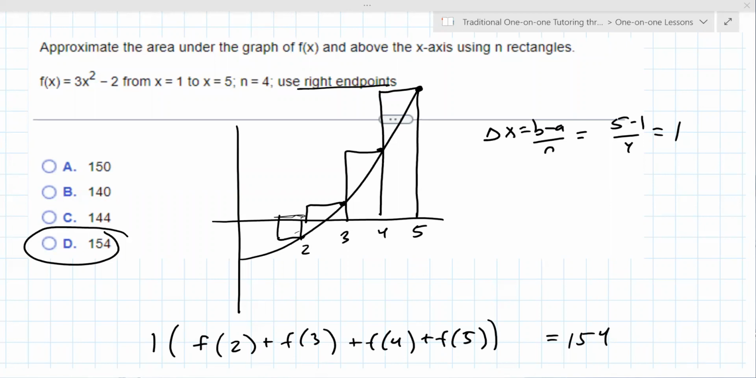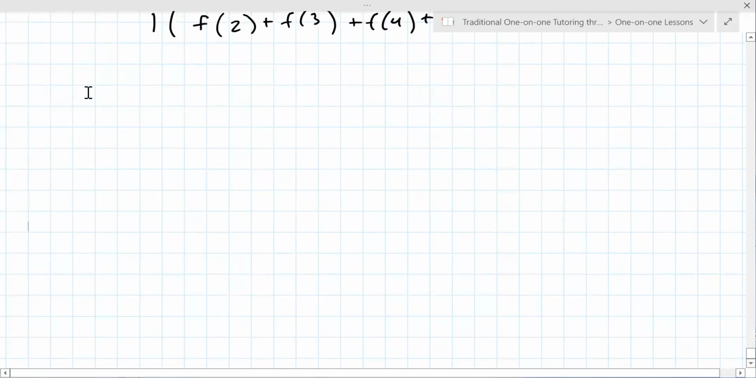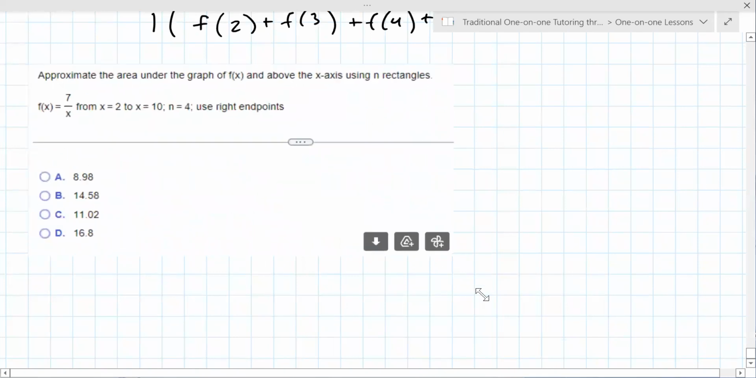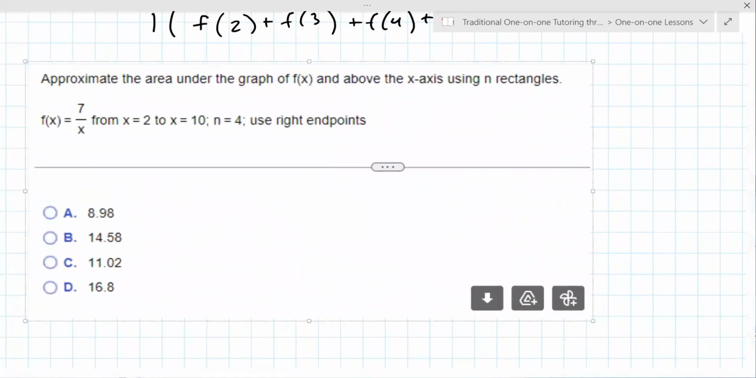All right, let's keep going here. Okay, so this one also uses a calculator for right endpoints. So I'm just going to go right to it after I submit or snip the question. And again, there's many of these calculators out there. You don't have to use this one. They all work sort of the same. So this one uses right endpoints.